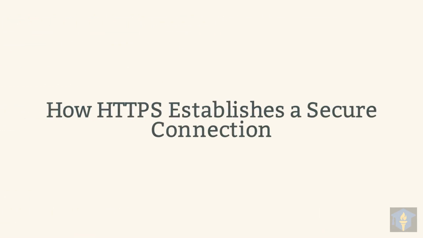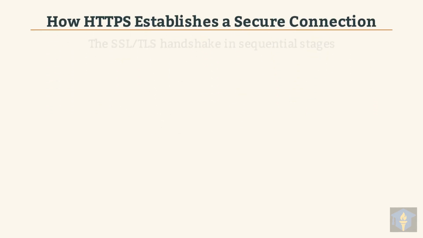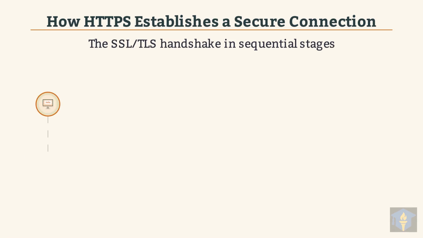Now, let's explore how HTTPS establishes a secure connection, a fundamental process for web communication. We'll break down the SSL or TLS handshake into its sequential stages, understanding each step clearly. The process begins with the client hello, where the client initiates the connection and sends its supported SSL/TLS versions and cipher suites.